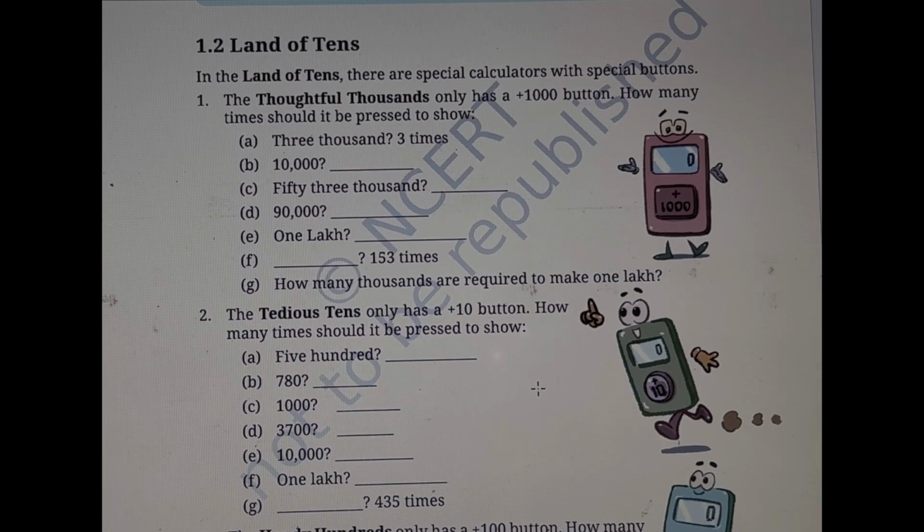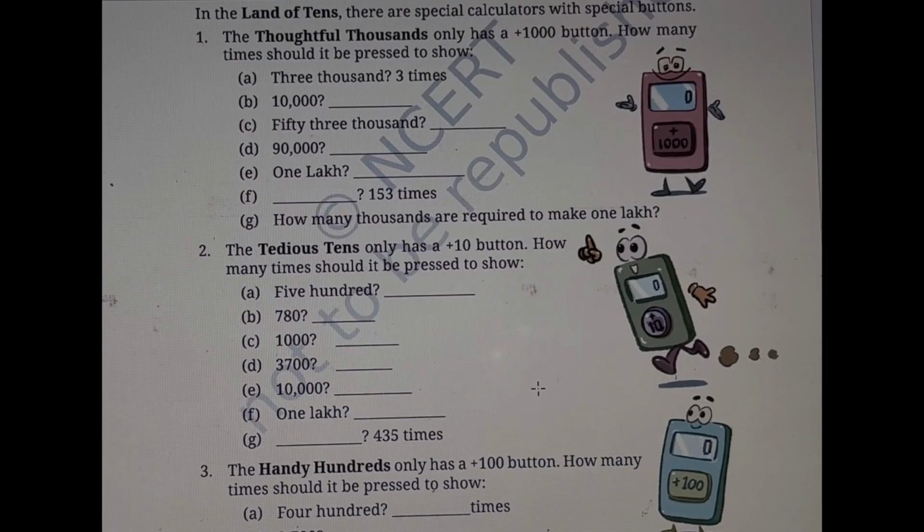Now in the land of tens there are special calculators with special buttons. There are three different types of buttons shown over here. One is the thoughtful thousands, which only has a plus 1000 button. How many times you want you can press it. The other is the tedious tens, which has a plus 10 button. You can press it as many times as you want. And the third is handy hundreds, which only has a plus 100 button.